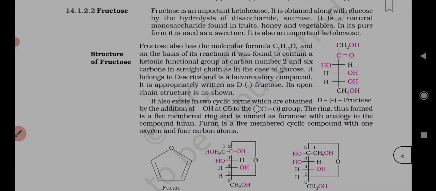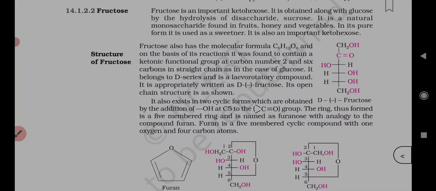Fructose is an important ketohexose. It is obtained along with glucose by the hydrolysis of disaccharide sucrose. It is a natural monosaccharide found in fruits, honey and vegetables. In its pure form, it is used as a sweetener. It is obtained along with the glucose by the hydrolysis of a disaccharide, that is sucrose.